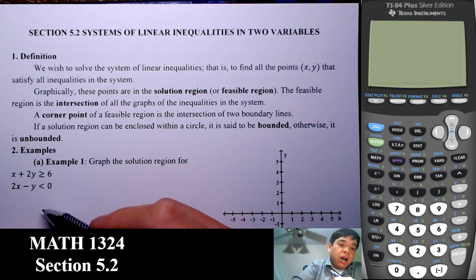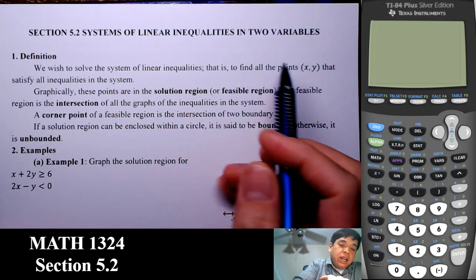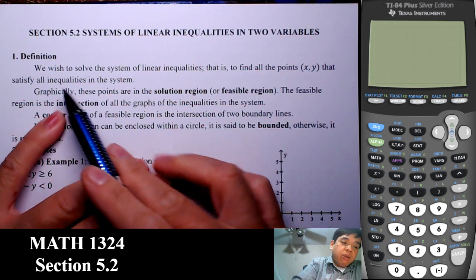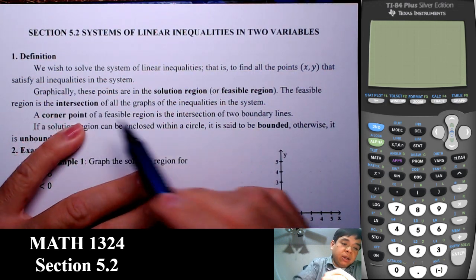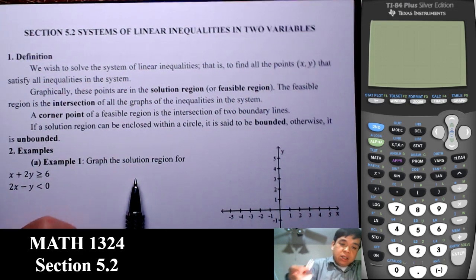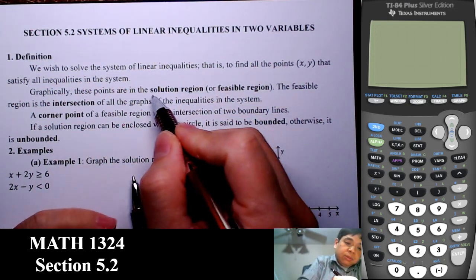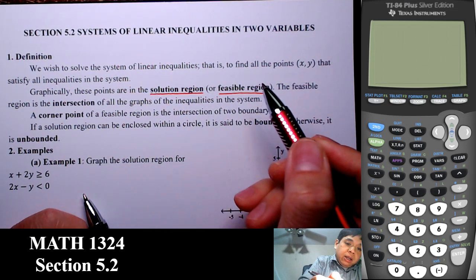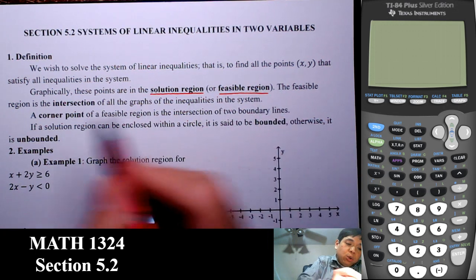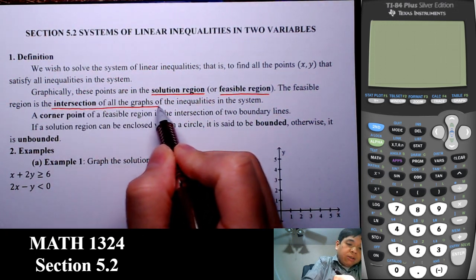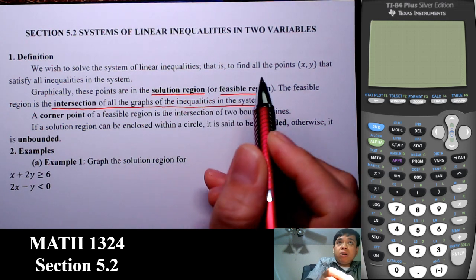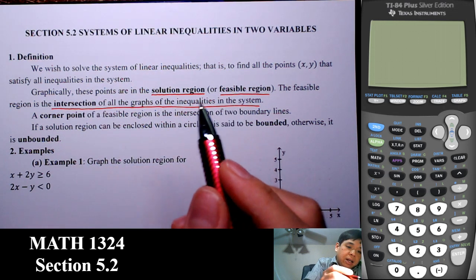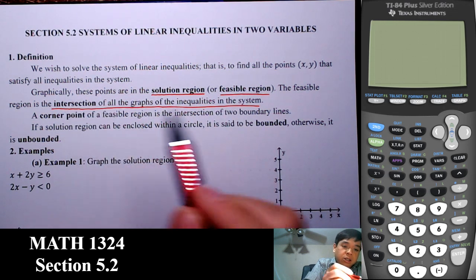So the system of linear inequalities is what we deal with now. We will find all the points that satisfy all the inequalities in the system, and these points are in the solution region, or the feasible region. The solution will be the intersection of all the graphs of the inequalities in the system. So pretty much it satisfies every inequality in the system, and that will be the intersection of all of the regions.